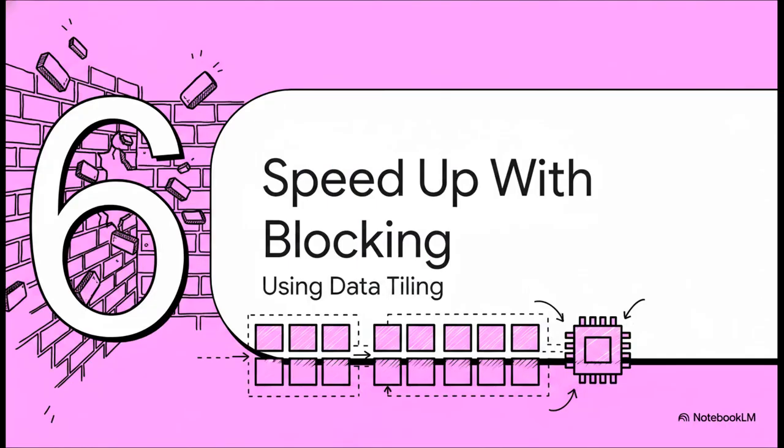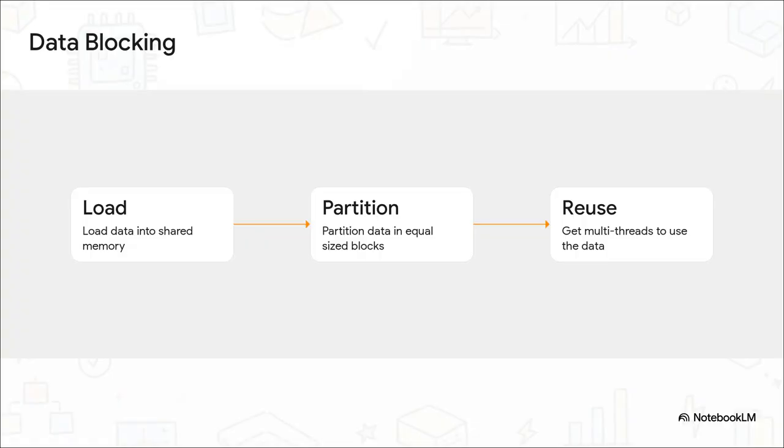Section 6, speeding up with blocking. To completely escape that memory wall, we use a brilliant technique called data blocking or tiling, and it's highly strategic. Step 1, we load our data into our hero shared memory. Step 2, we partition that global data into bite-sized, perfectly fitting tiles. And step 3, we unleash multiple threads to reuse that exact same data repeatedly. This means we entirely avoid the slow global highway for the bulk of our math.